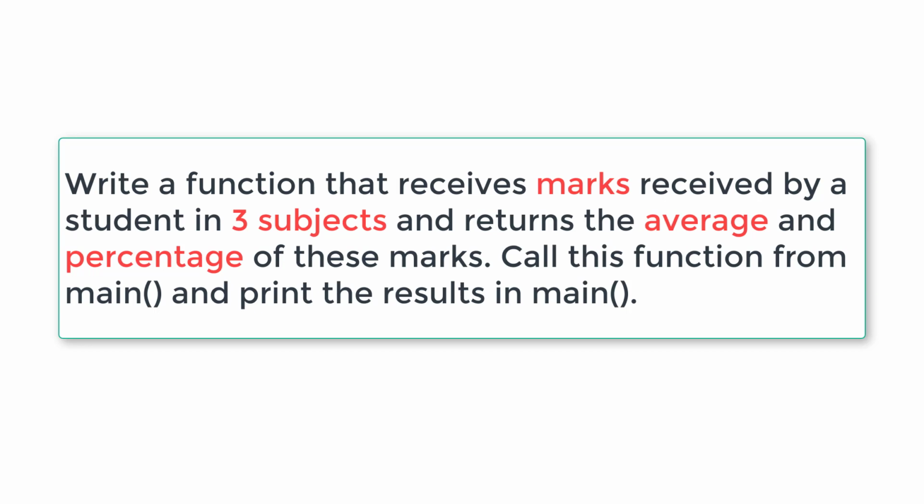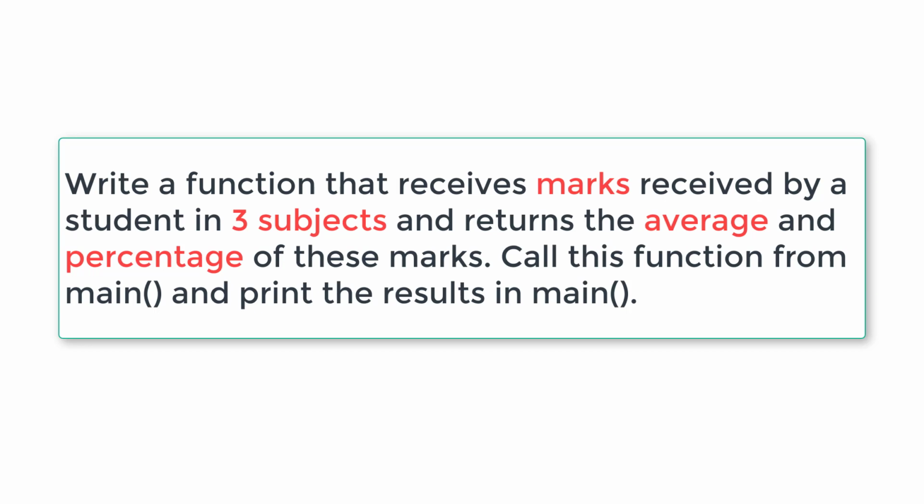Usually it's not possible to return more than one value from a function, but we can do that using the pointer concept. Let's read further. Call this function from main and print the results in main. It's very clear now. They want us to use the pointer concept. They are indirectly asking us to use pointers to take marks of three subjects and then calculate the average and percentage of the marks and return it, and call the function from main and print the results in main.